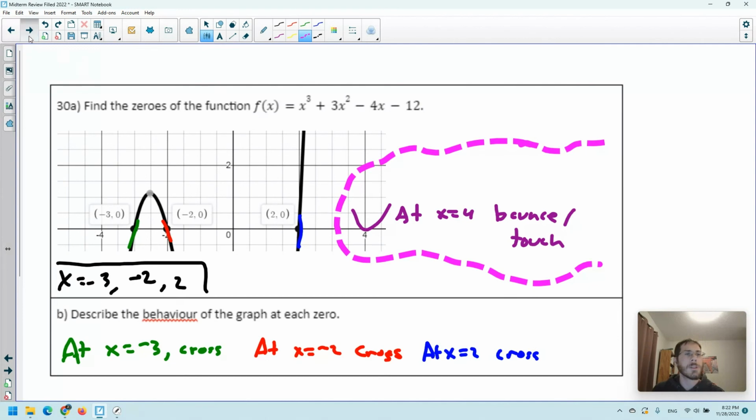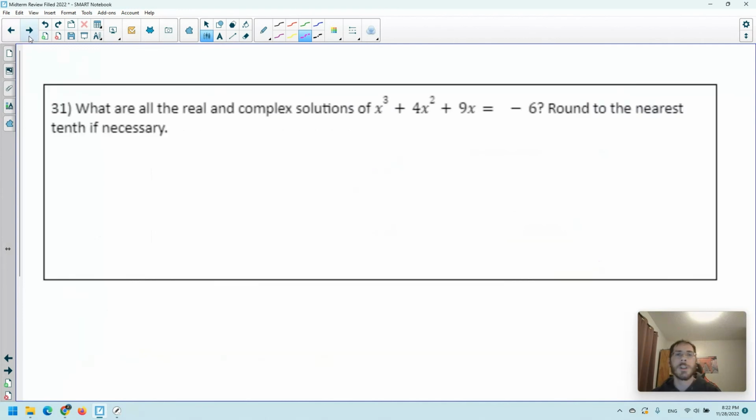All right, 31. What are all the real and complex solutions of x to the third minus 4x squared plus 9x equals -6? Round to the nearest tenth if necessary. All right, so round to the nearest tenth if necessary, but it does also ask for real and complex solutions. So part of it's saying, hey, you need to go to the graph, and part of it with the complex is saying you need to do it by hand. So it seems like we have a little bit of a mismatch here with the question.